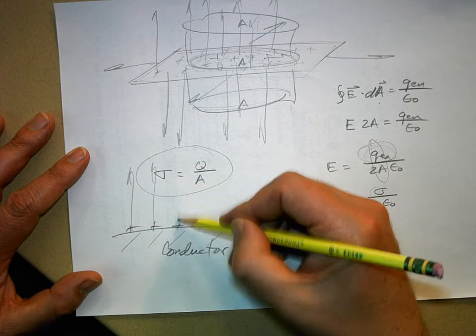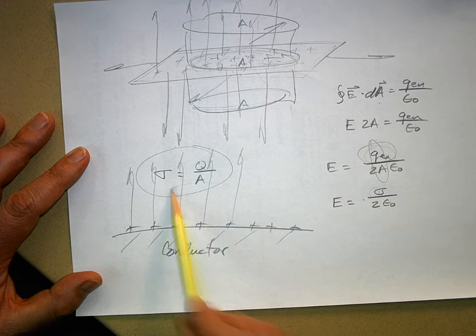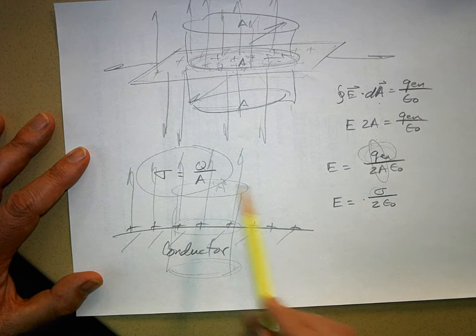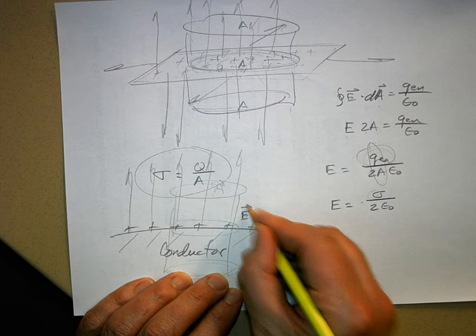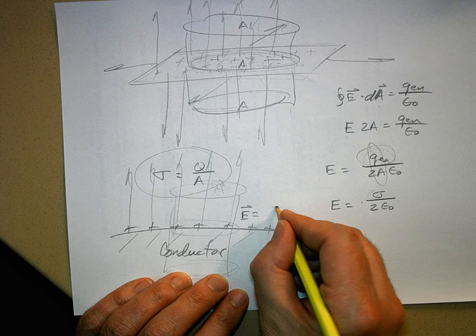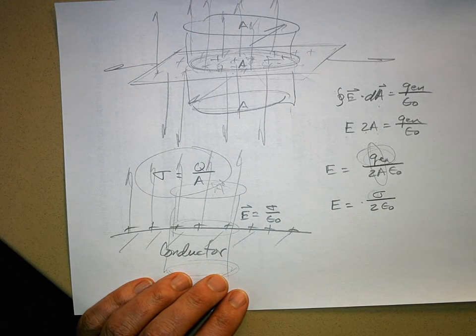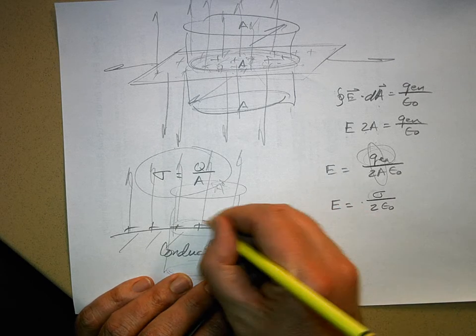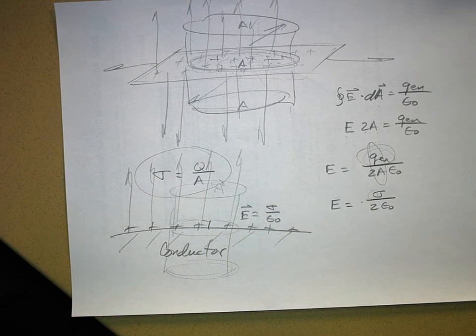So only one of these areas has flux going through it. So instead of 2A, you just have E times A. And so you have E just over the surface of a conductor is equal to the charge density over epsilon naught. The direction of it is normal to the surface. It has to be normal to the surface. If it was at an angle, it would push charges across the surface. You wouldn't have an electrostatic condition anymore.